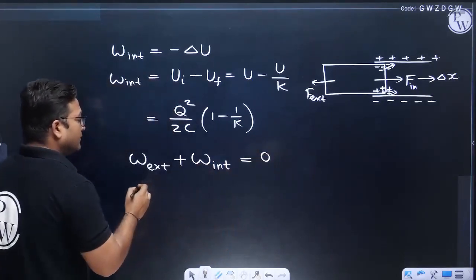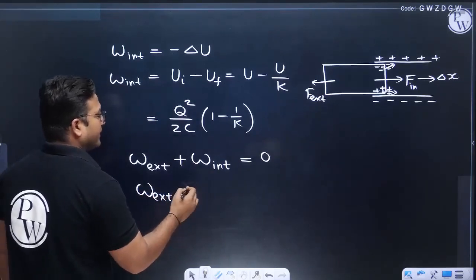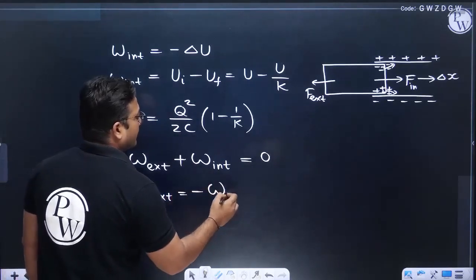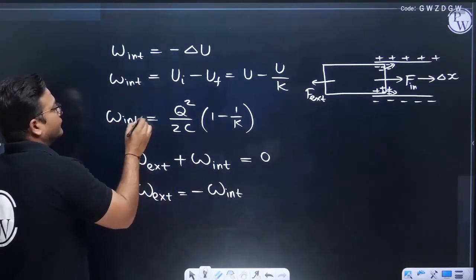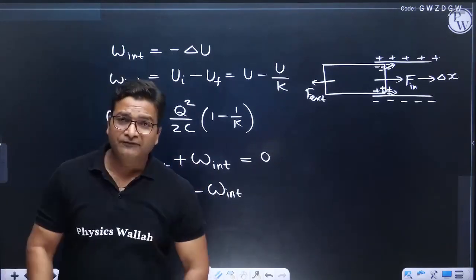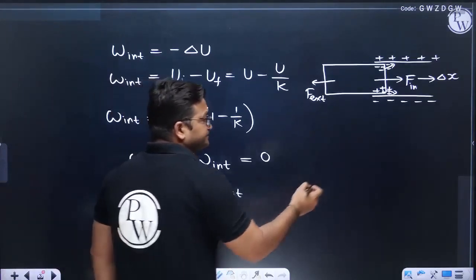And if it is 0, work done by external force, if you are asked, you can write it as equal to minus of work done by internal force, and this is the work done by internal force. Always remember, these are few very important points. There is one more point, let me tell you.